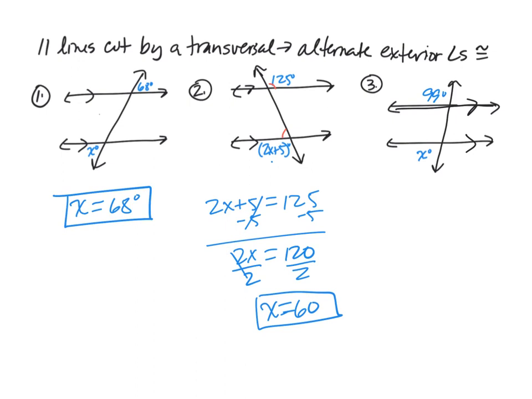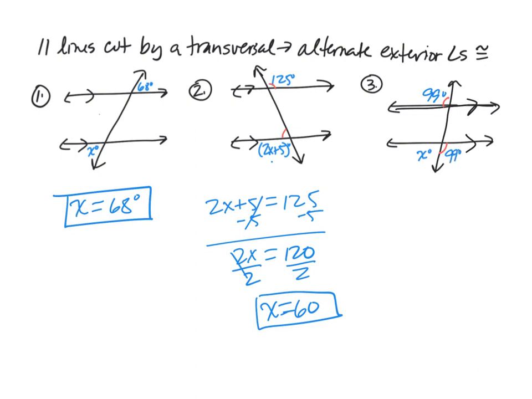The 99-degree angle and the x-degree angle are not alternate exterior angles. They're exterior angles, but they are not on alternating sides of the transversal. So therefore, they're not congruent. However, I could do this. I could say, okay, well, this 99-degree angle would be congruent to this angle. So I'm going to go ahead and mark it 99 degrees.